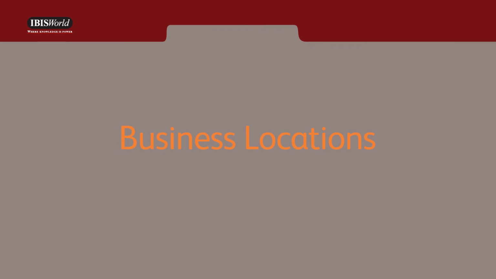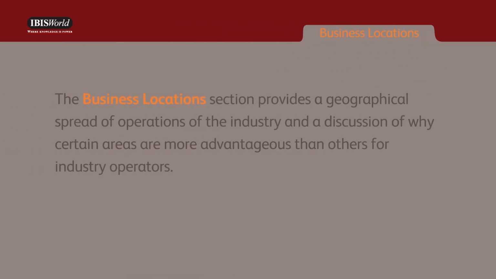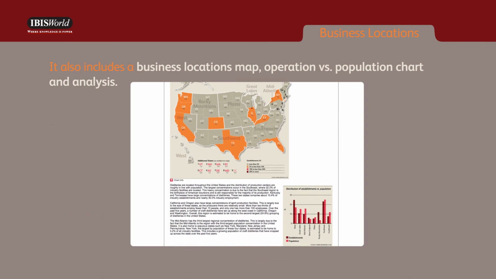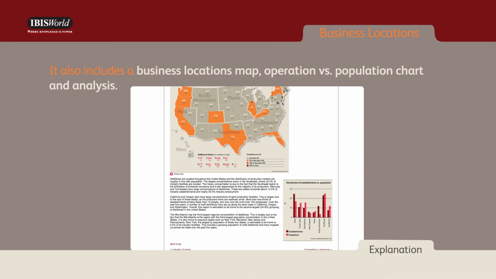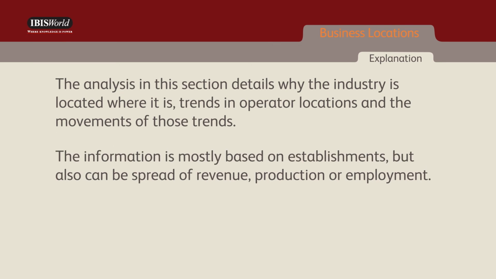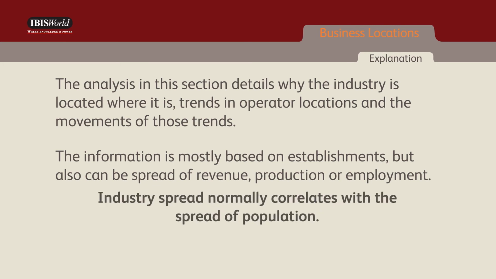Business locations. The business locations section provides a geographical spread of operations of the industry and a discussion of why certain areas are more advantageous than others for industry operators. It also includes a business locations map, operation versus population chart, and analysis. The analysis in this section details why the industry is located where it is, trends in operator locations, and the movements of those trends. The information is mostly based on establishments, but also can be spread of revenue, production, or employment. Industry spread normally correlates with the spread of population.